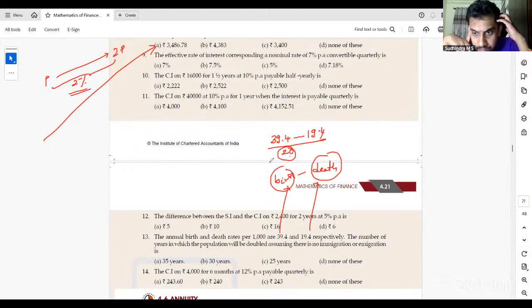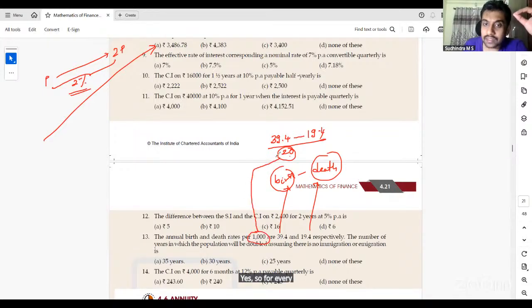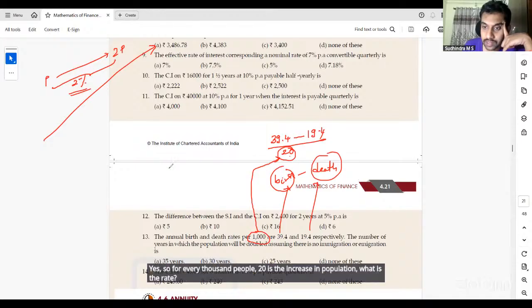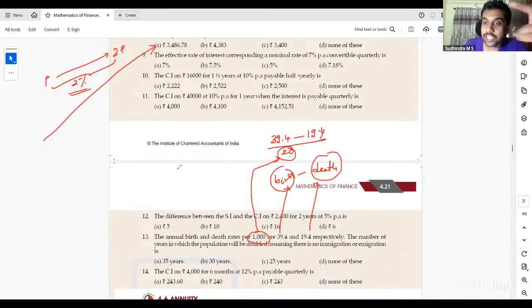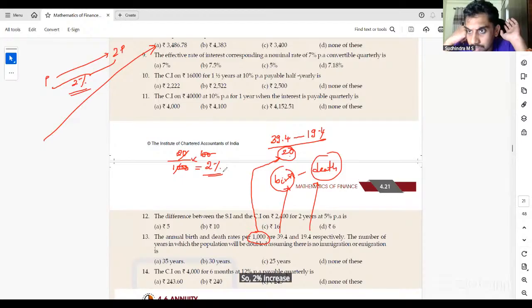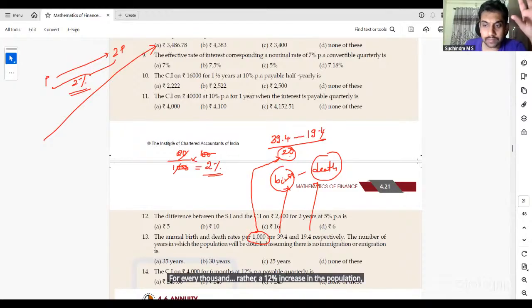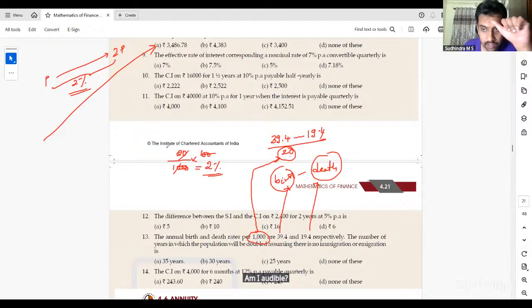Can I say 20 is the increase in population every year for every 1,000 people? Chinmay, understood? Yes. So for every 1,000 people, 20 is the increase in population. What is the rate of change? 20 divided by 1,000 into 100, 2%. So a 2% increase in the population. Understood?